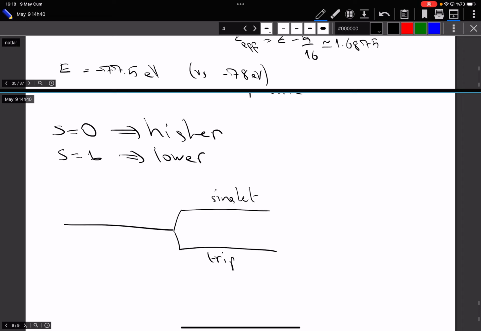So if you look at helium, there's not just a single type of helium, there are two types of helium, based on the total spin of the electrons. You have either the singlet or the triplet: the total electron spin is either 0 or 1. If the total electron spin is 0, it has a higher energy than if the total electron spin is 1.